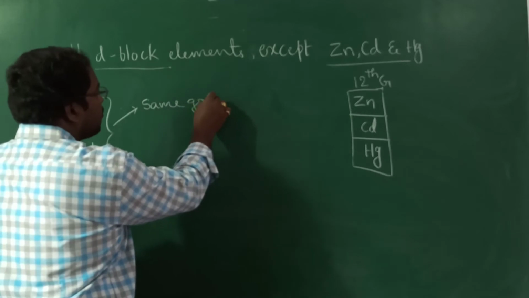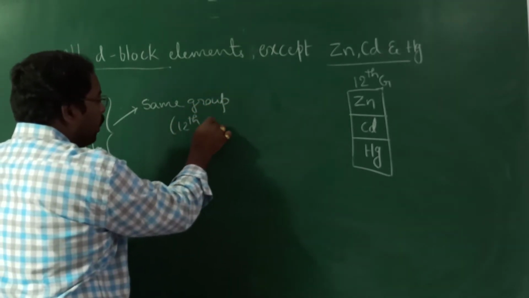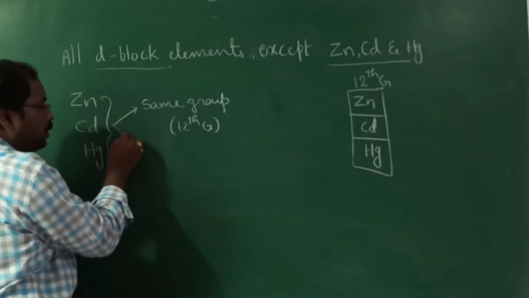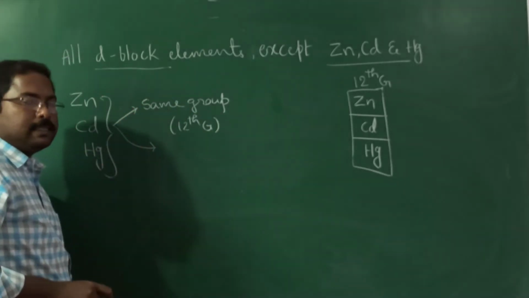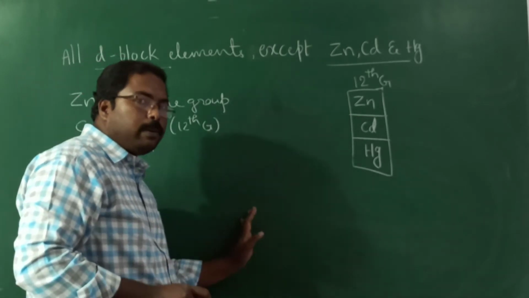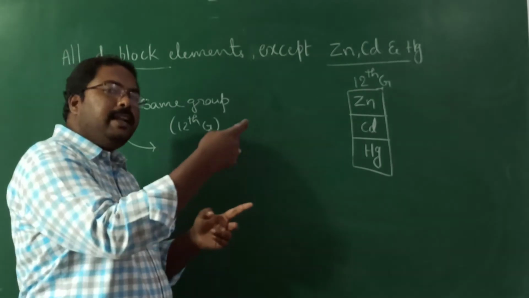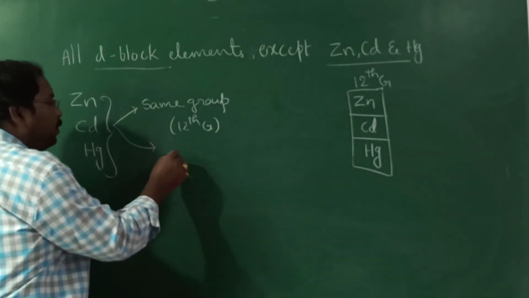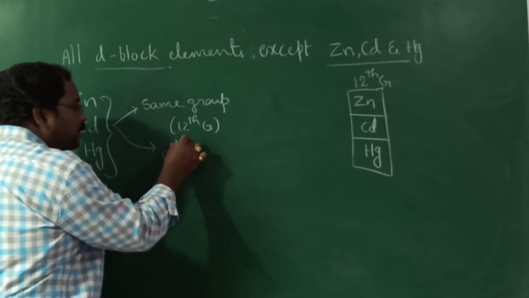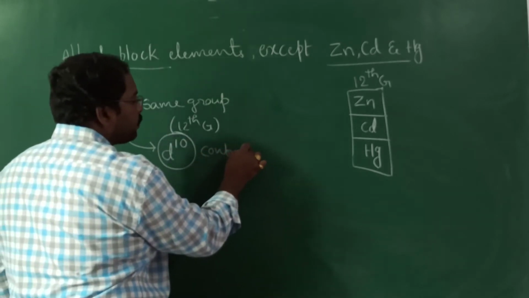Which group is it? The 12th group. As well as, if you observe the electronic configurations, the first D block group, scandium, has D1. The second one is D2, D3, D4 like that. If you observe these three elements, they have the D10 configuration.